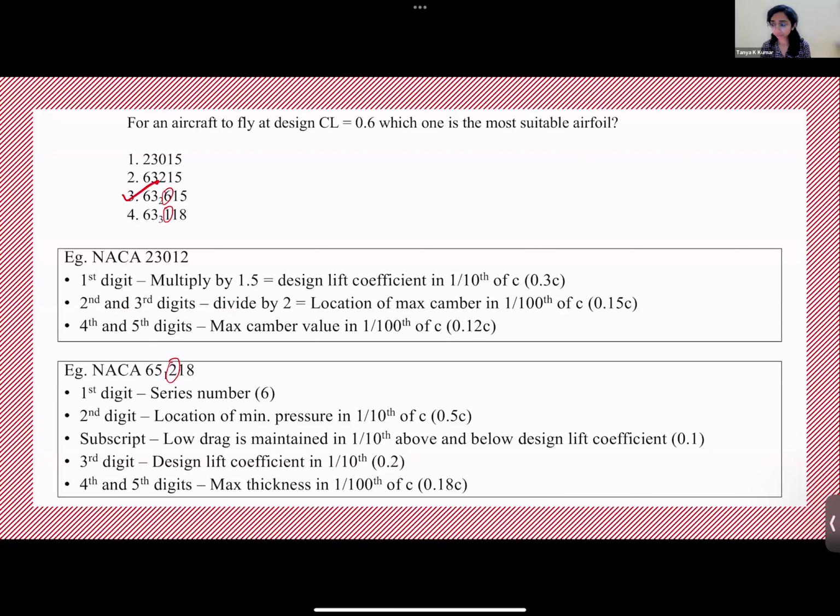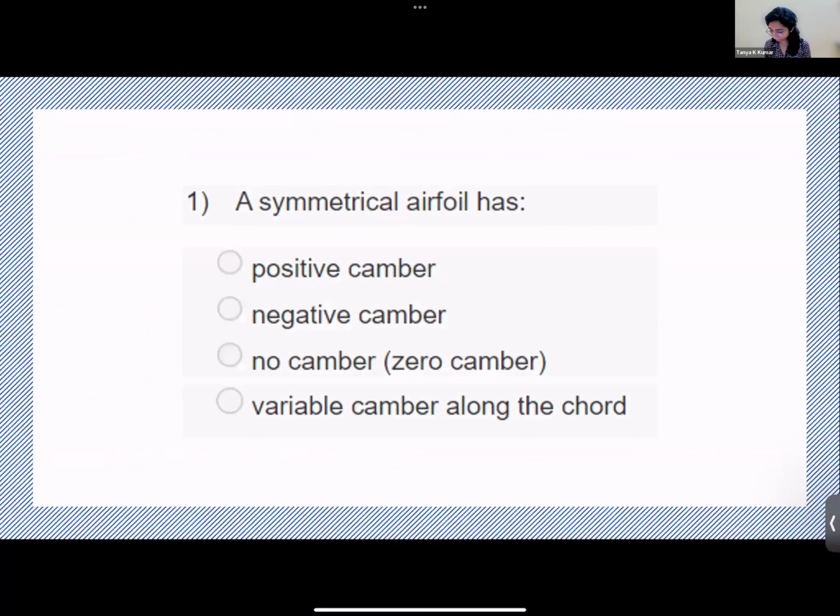He's right. Okay, so let's just go to the next question. These are the questions from the week 3 assignment. A symmetrical airfoil, we've gone over this multiple times, let's go over it quickly. A symmetrical airfoil has what type of camber? No camber, correct, zero camber.